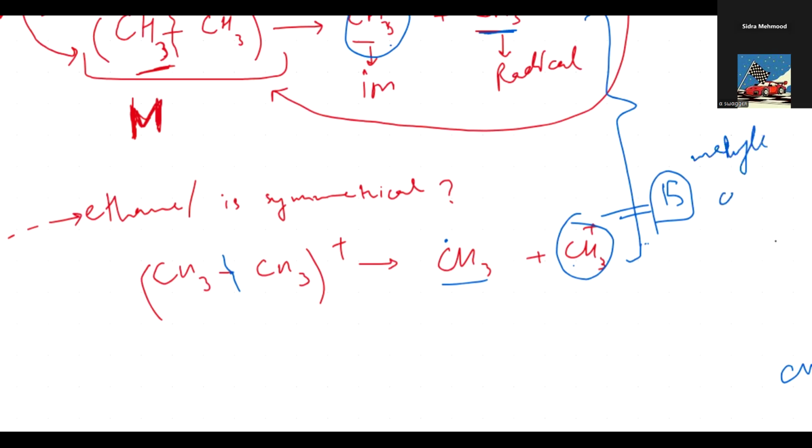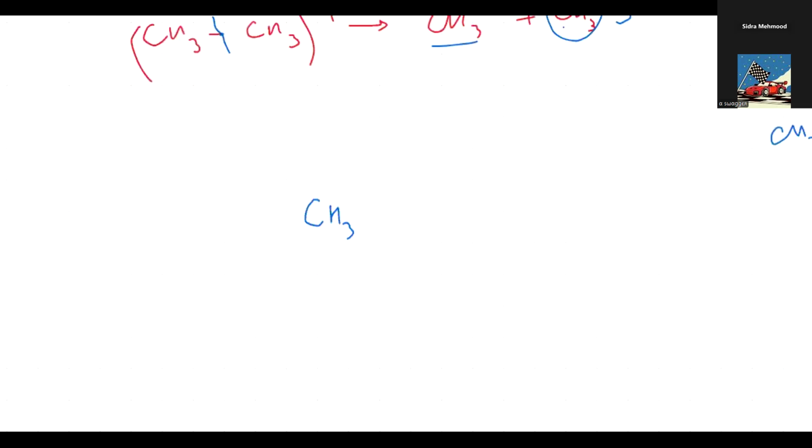For example, if we have the molecule propane, what is the formula of propane? The formula of propane is C3H8, or we can write it as CH3, CH2, CH3. For propane, you'll see that we have two carbon to carbon bonds, one with this, one with this. Two C-C bonds.